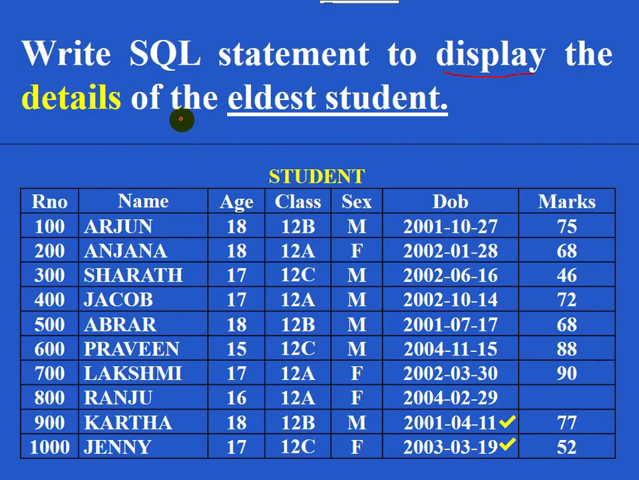Display the details of the eldest student. Here eldest student is not calculated on the basis of age because there are several students with the same age. So let me find the eldest student on the basis of date of birth. Now if I consider these two date of birth, you can see this is minimum when compared to this one, and for the minimum date of birth the age is maximum. So for the eldest student the date of birth must be minimum.